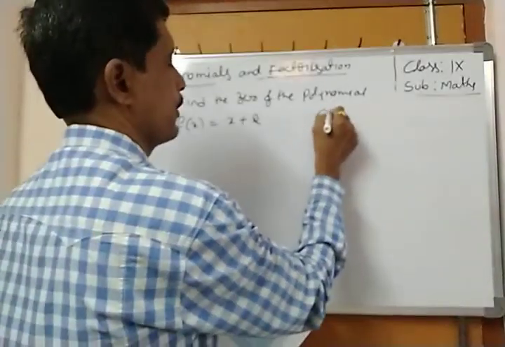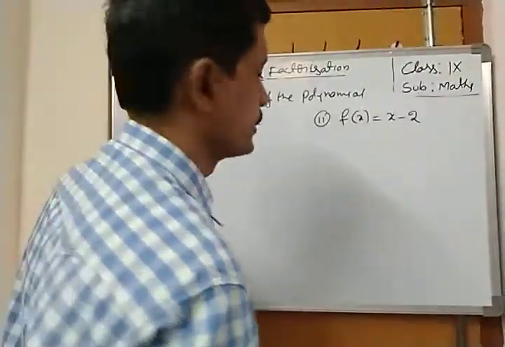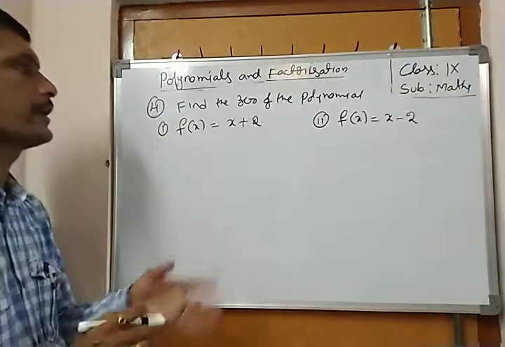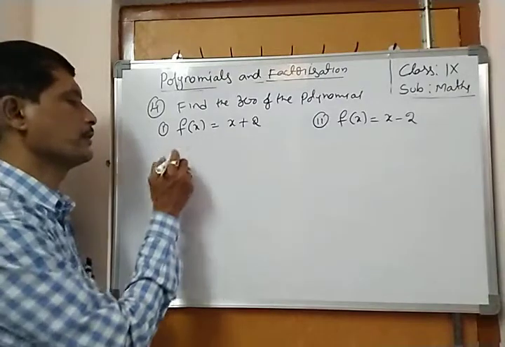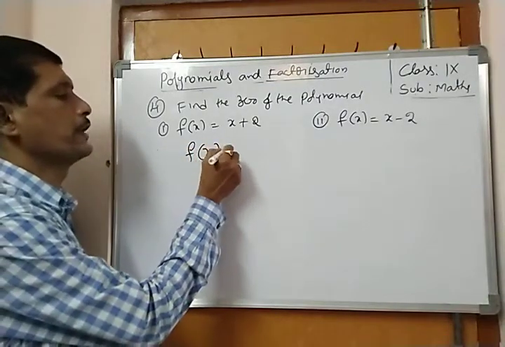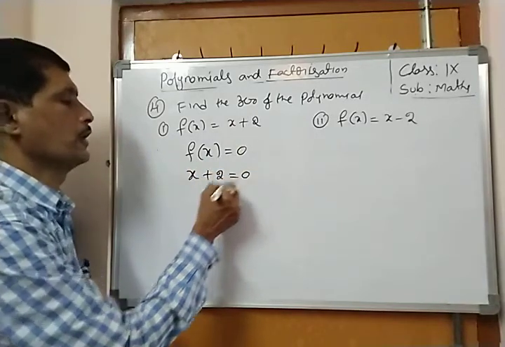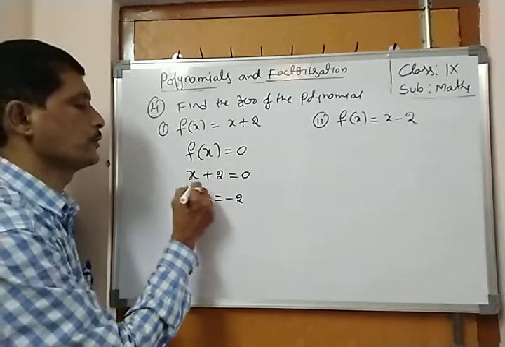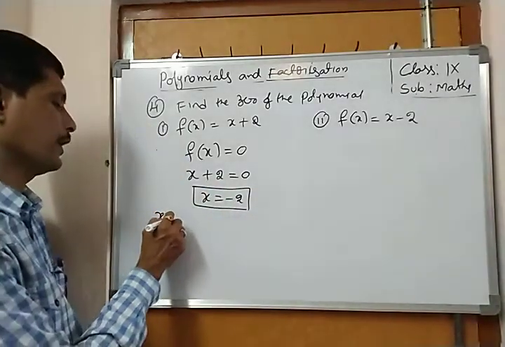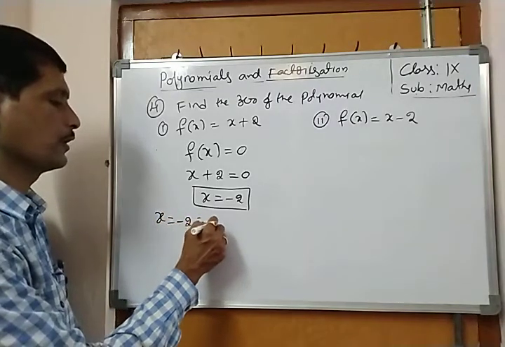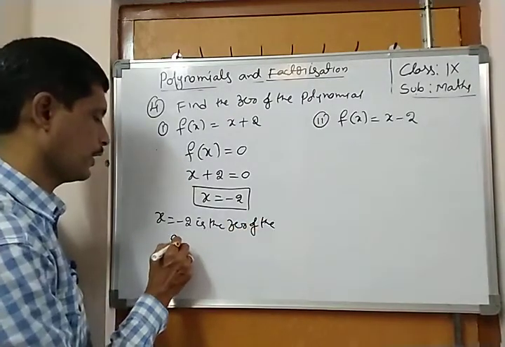Next question, f of x equals, same as the previous question, that is verify. Here it is find the 0 of the polynomial. 0 of the polynomial is where f of x equals 0. F of x equals what? That is x plus 2 equals 0. Therefore x equals minus 2. X equals minus 2 is the 0 of the polynomial.